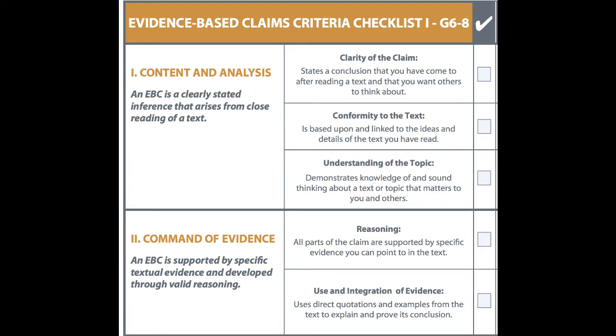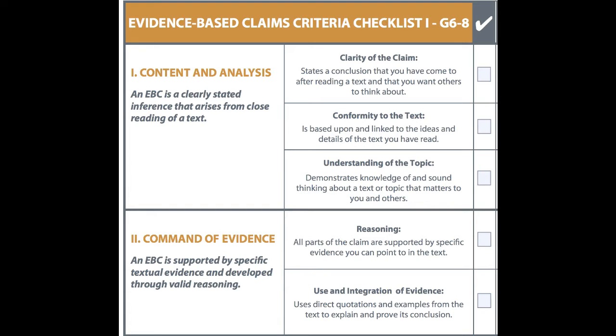So in order to come up with an evidence-based claim, you read through your text, and then after reading it, you have like a culminating kind of conclusion that you want others to be able to understand. So you're going to use evidence from this text to back it up. The next check mark would be conformity to the text, and that is based upon and linked to the ideas and details of the text that you have read. So you're basically just enforcing knowledge that you gain from this text in your evidence-based claim.